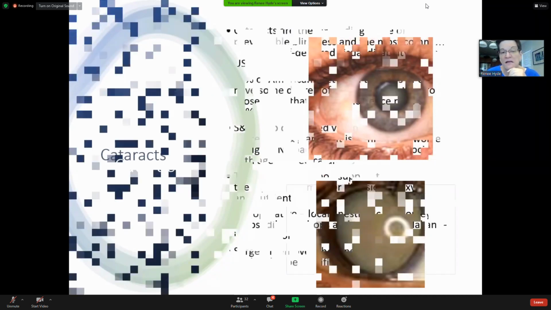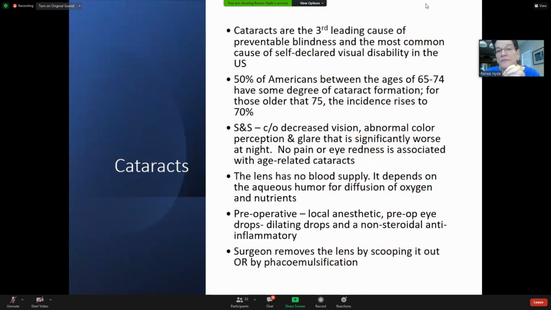Cataracts basically are the third leading cause of preventable blindness, and they're the most common cause of self-declared visual disability in the United States. About 50% of Americans, age 65 to 74, have some degree of cataract formation. And for people older than 75, that incidence rises to about 70%.